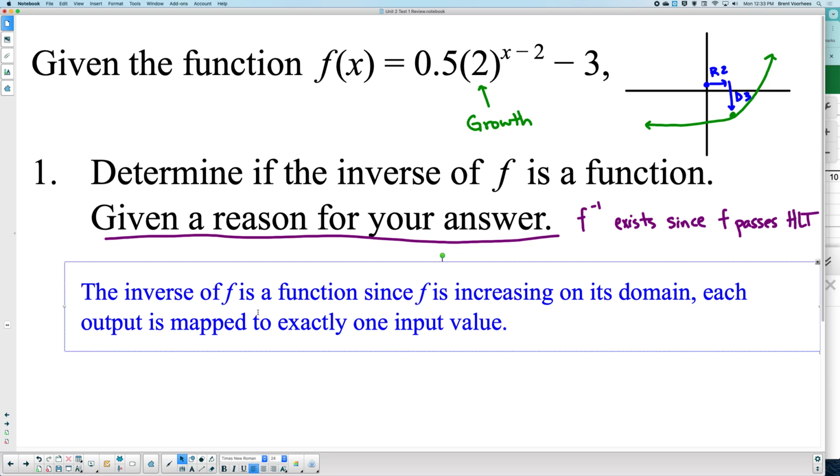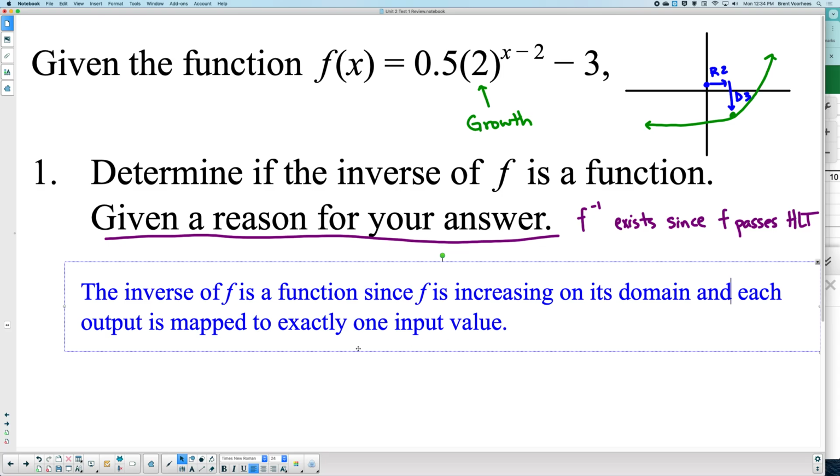The inverse of f is a function since f is increasing on its domain, and each output is mapped to exactly one input value. That's how you describe the horizontal line test. Each output is mapped to exactly one input.